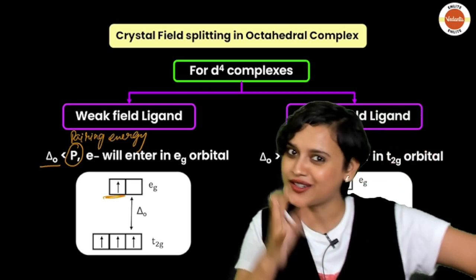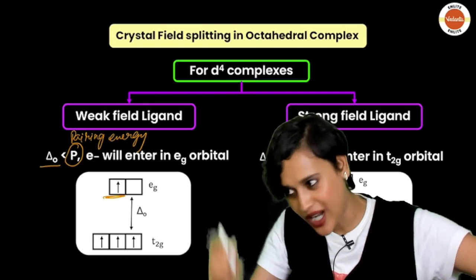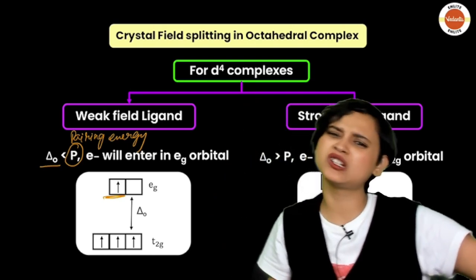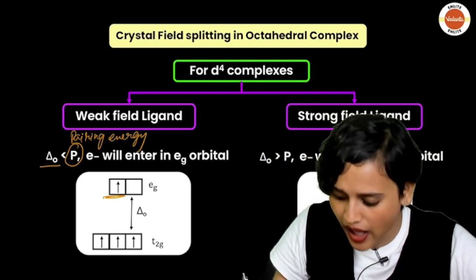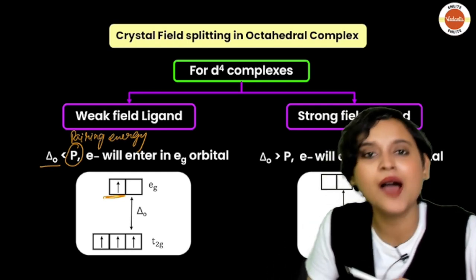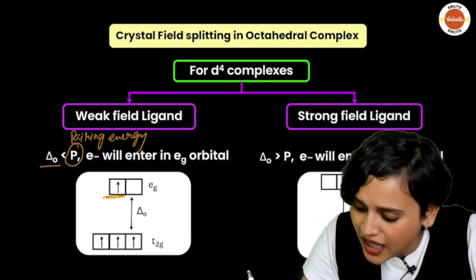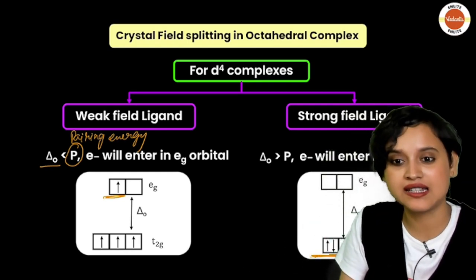But now there is no lift. You have to climb up and down. What will you choose? You'll be like, no, sir, I'll take the ground floor only. See what happens? Here, pairing happens.